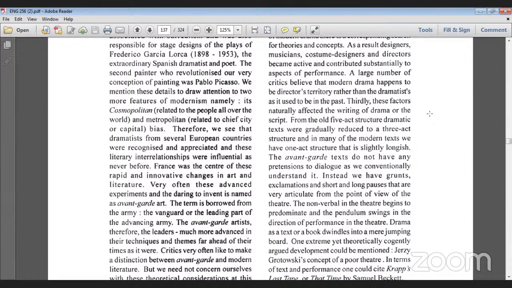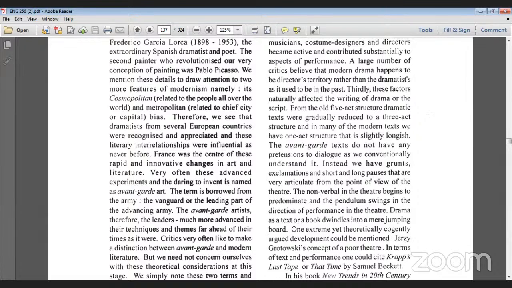One extreme yet theoretically related development could be mentioned: Jerzy Grotowski's concept of a poor theater. In terms of text and performance, one could cite Krapp's Last Tape or Endgame by Samuel Beckett.